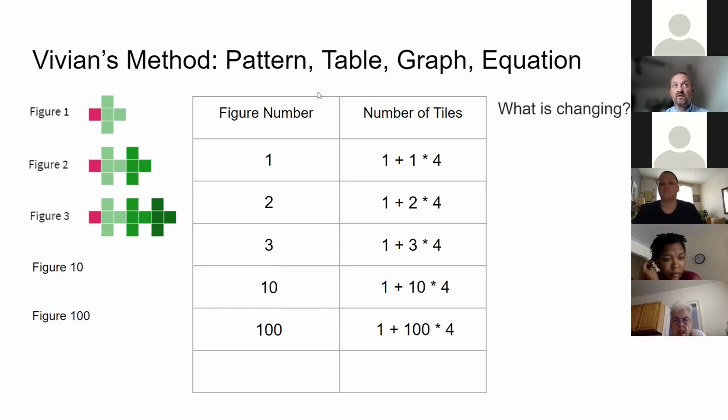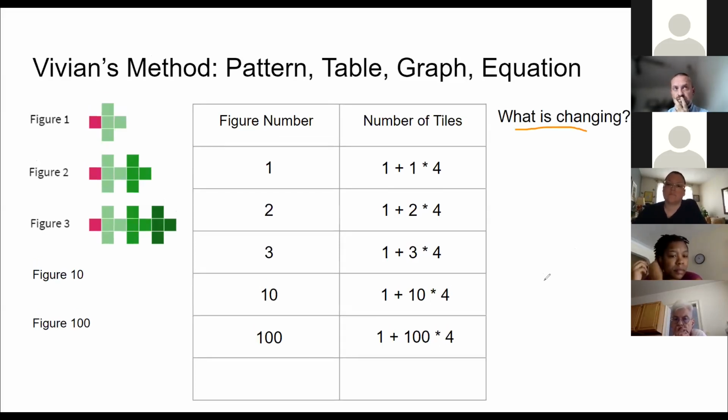So then what's changing here? When you look at this whole situation, what's changing? The figure numbers. The number. And the group numbers. So the figure numbers are changing here. Oh, sorry. The number of tiles. The figure number is changing. All these numbers and the number of tiles are changing.